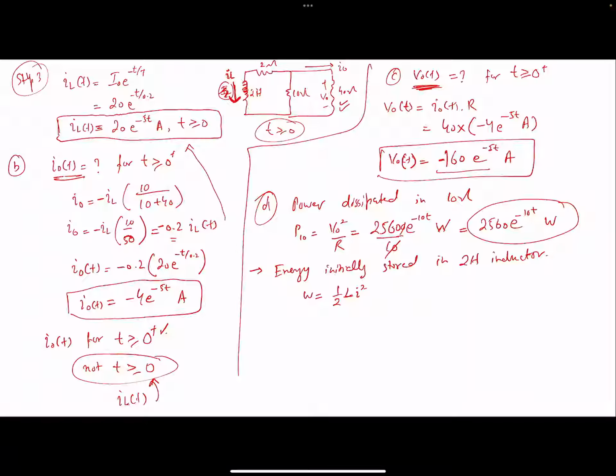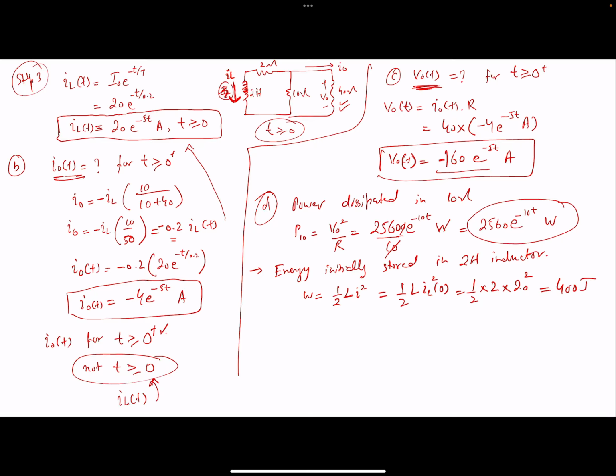So again this is half L i squared, where i is your inductor current. The inductor current when steady state was reached is I naught, the original current at t less than 0 in step number 1 of the part A problem, which was 20 amperes. Half times 2 Henry times 20 squared comes out to exactly 400 joules.